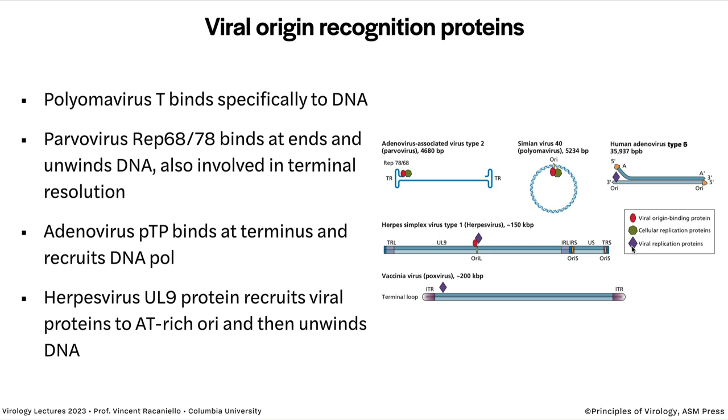And the herpes virus UL9 protein recruits viral proteins to the origin. So again, that's the red protein there binding to the origin and helps unwind the DNA. For pox virus, the viral replication proteins are recruited to the viral DNA in the cytoplasm. There's no need to recruit the cellular apparatus because the apparatus is all viral.